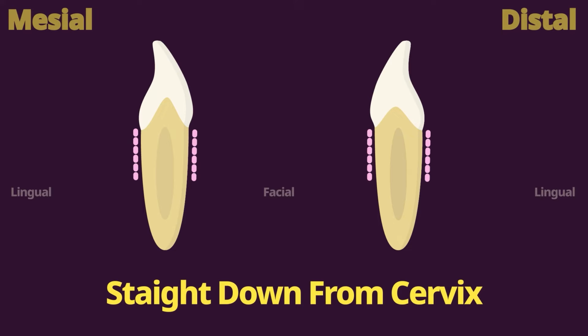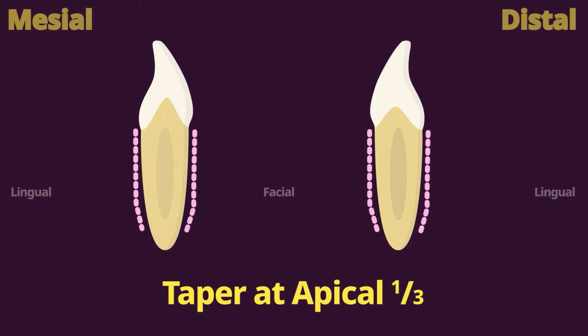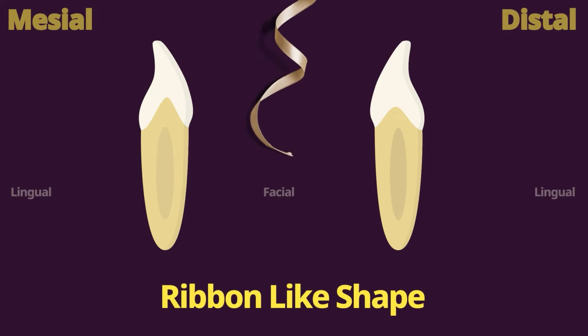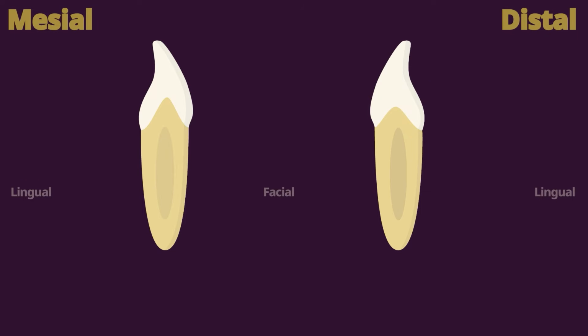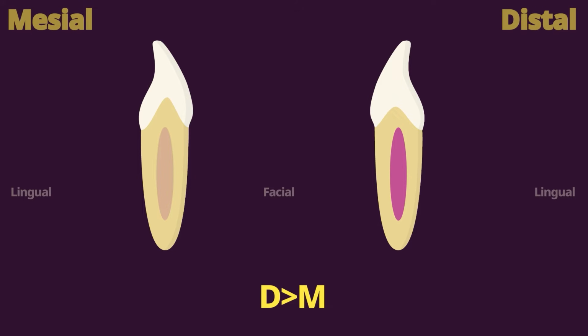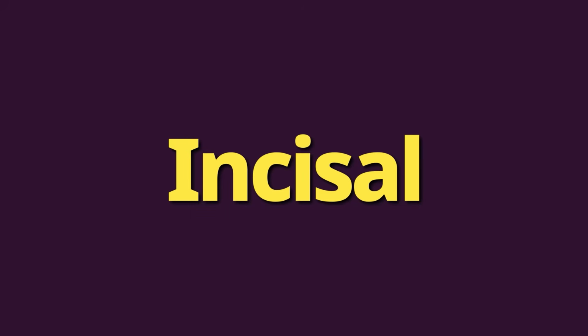The outline of the root of the mandibular central incisor is going to go straight down from the cervix, and then it's going to start to taper at the apical 1/3. The mandibular central incisor's root is wider facial lingually compared to mesial distally, so it's going to have a ribbon-like shape to it. The mandibular central incisor has broad developmental depressions on the mesial and distal, with the distal being more pronounced. Let's look at the incisal surface.